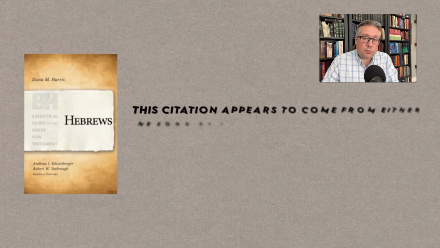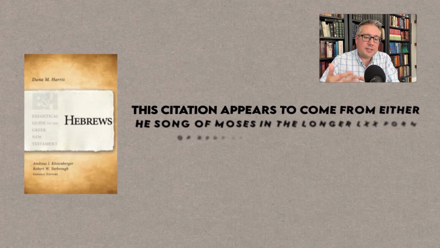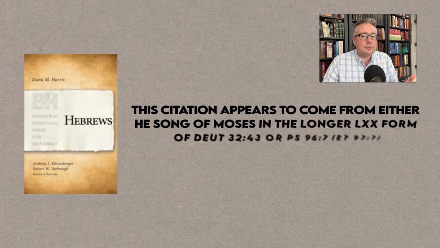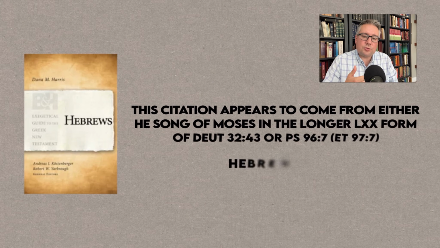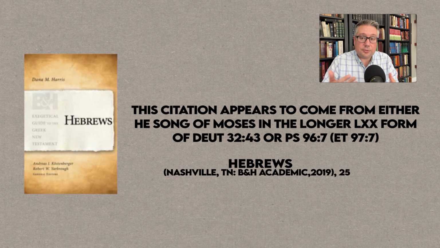often quotes from the LXX. And so it seems very possible that here he's quoting from Deuteronomy 32:43. If that's the case, again, we have this threefold cord where you have the Dead Sea Scrolls, you have the Septuagint, and you have the New Testament all aligning for a particular reading.